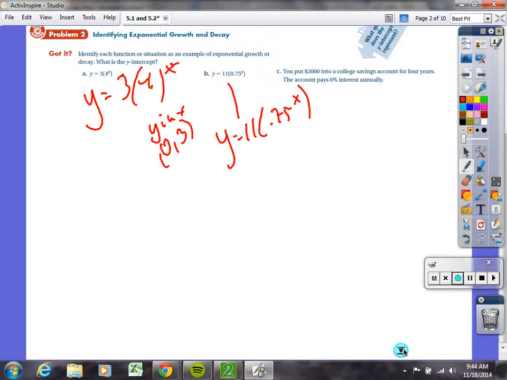Okay. 0.75, is that greater or less than 1? So therefore it is a decay. What is my y-intercept? Oh my goodness, people. You're awesome.